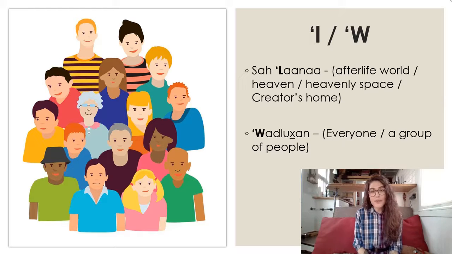Another example, but using a W, is the word for everyone or a group of people. And this is wadlachan. Can you say wadlachan? Keep in mind that this one has the sound we're learning now, the underlined X with a throat clearing noise. Wadlachan.